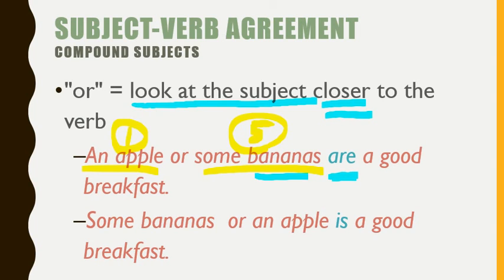In the second sentence, we have some bananas or an apple. Here's my singular. Here's the one. Here's the 5 in the front. The one closer to the verb is the one apple, and so we have to choose the verb is in this case.